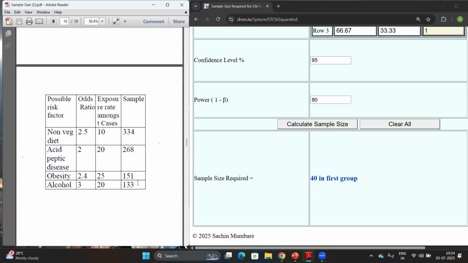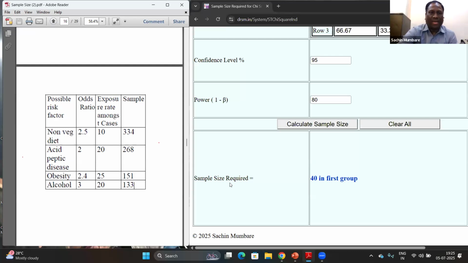Whenever anyone is conducting a case control study, you will have to identify possible risk factors, and based on those and the review of literature, find out the reported odds ratio for these risk factors and the exposure rate amongst cases for each one. Calculate the sample size for each, and take the sample size equal to the maximum of these.